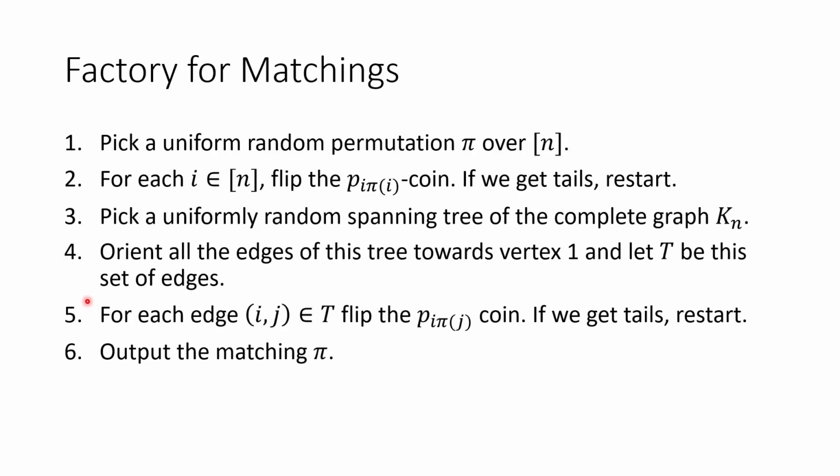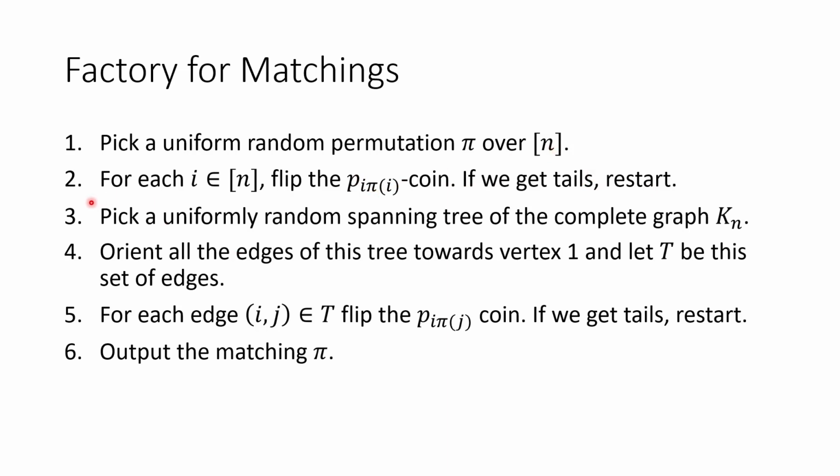So this is a factory for matchings. As far as we know, it's a new method for exactly sampling matchings, or permutations. And it works as follows. So you start, as in the previous case almost, by picking a uniform random permutation pi over n, or you can think of this as a random matching in the complete bipartite graph. Now for each edge in this matching, you want to flip the coin corresponding to this edge. So this is like the p_{i,pi(i)} coin. If you get tails, restart. If you get heads for all of these coins, you can jump to step 3.